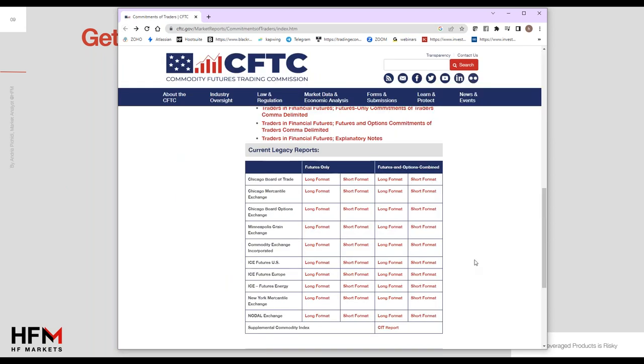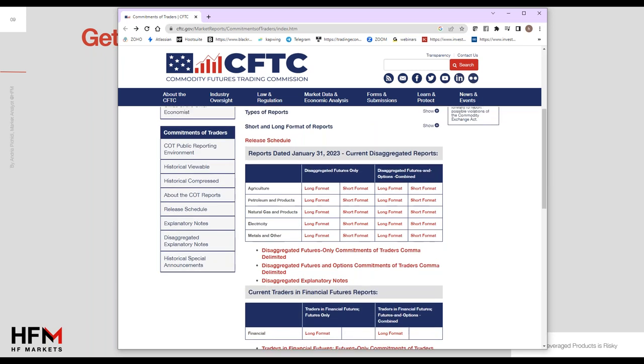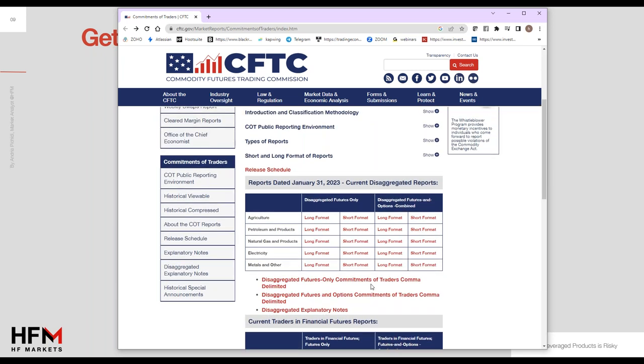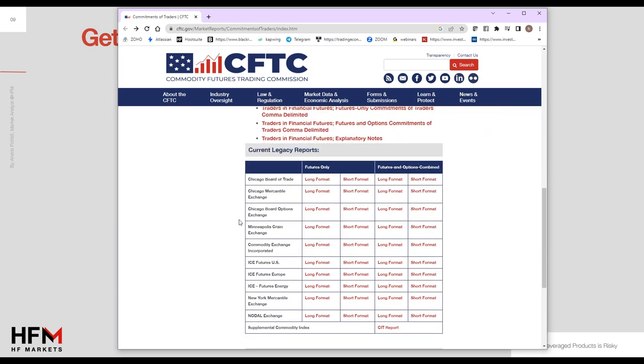All three types are Commitments of Traders reports, first of all, okay? All three are Commitments of Traders reports. So let's start with the legacy. The legacy Commitments of Traders report is the one with which traders are most familiar.